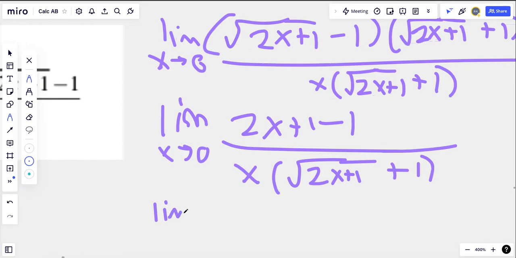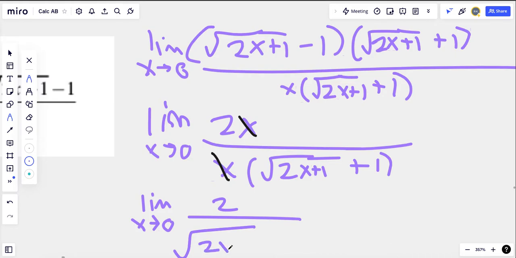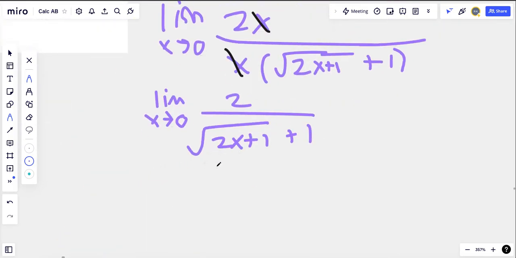And then you can simplify this a little bit. I'll just simplify it on this step. So the 1's cancel out. You're left with this. And from here, the x's cancel out. And you're just left with 2 over square root 2x plus 1 plus 1. When you plug in 0 here, you get 2 over, let's see, 2 over 1 plus 1. Right, plug in 0. Yeah, 2 over 1 plus 1. 2 over 2, which is 1.